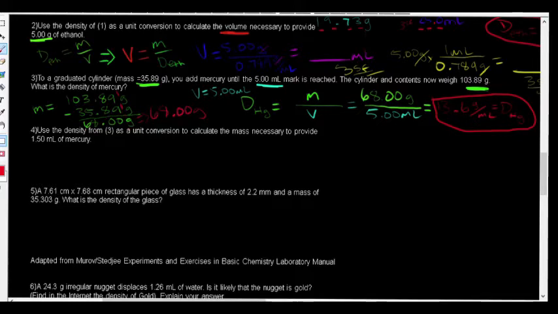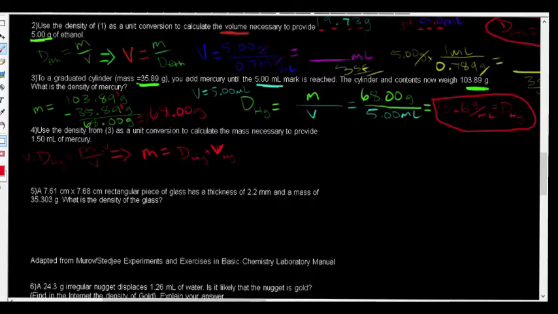So number 3 says, use the density from number 3 as a unit conversion to calculate the mass necessary to provide 1.50 mL of mercury. So we know we have density, and that's going to be the mass over the volume, right? We're also given a volume this time, and we want to solve for mass. So if we rearrange this equation, we're basically going to multiply by V. Mass is going to equal the density of mercury times the volume of mercury.